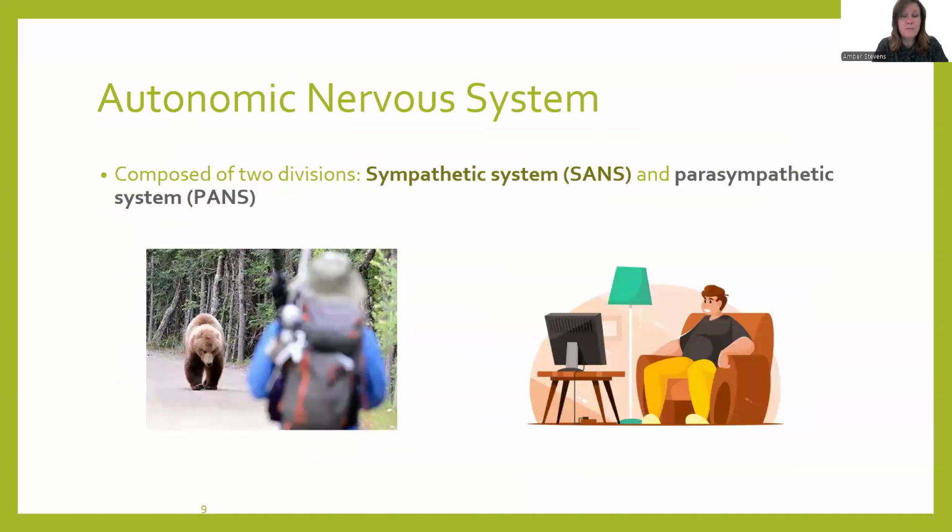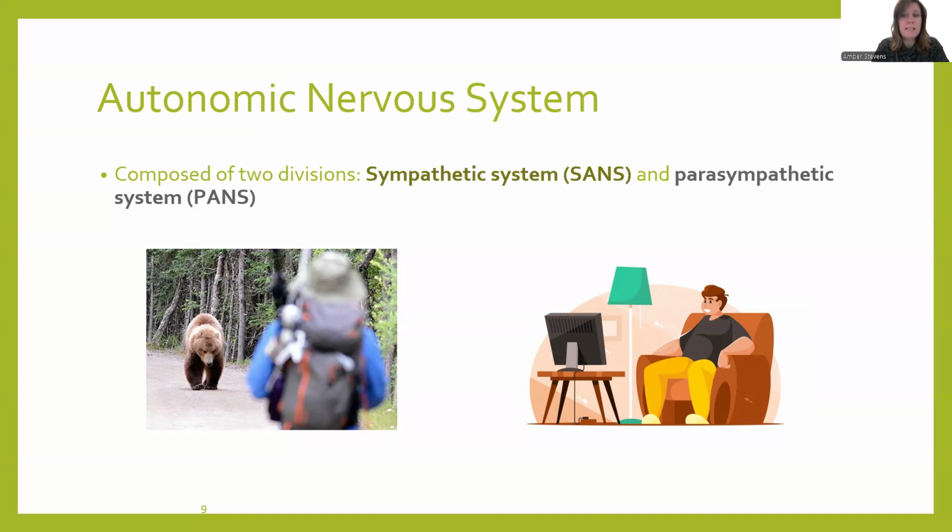Okay, so the autonomic nervous system is composed of two divisions, the sympathetic system, or SANS, and the parasympathetic, which is PANS. So autonomic paths to the visceral effectors, so organs, consist of those two neuron relays, while somatic motor neurons have no intervening synapses.